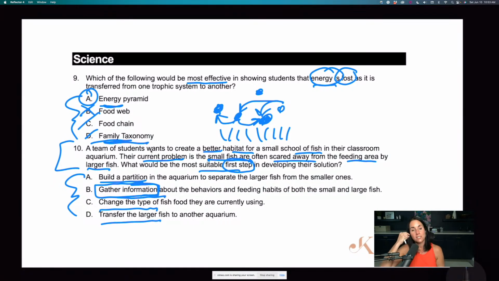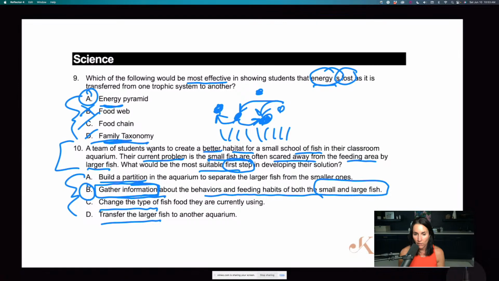What would be the most suitable first step, again, you're going to see this in the questions. First step in developing their solution. The first step is to gather the information about behaviors and feeding habits of both small and large fish. We have to understand the problem before we can start building the prototype or building the thing, the apparatus. So right away, B is going to be my answer.